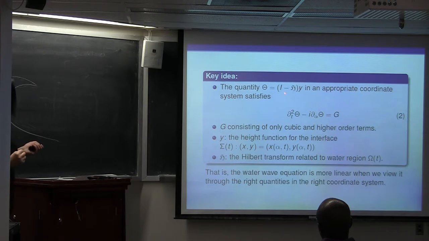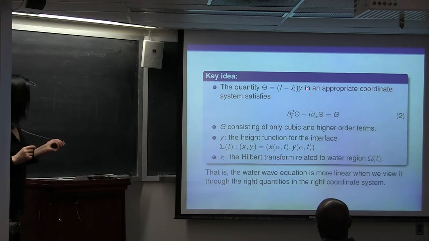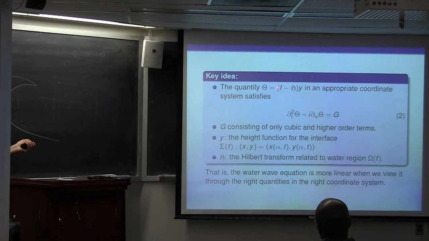So what is the reason behind it? The reason is that we actually find a quantity. Here y is the height of the wave, and h is the Hilbert transform associated with the fluid region. Normally you consider the height, but here you consider this quantity, which is a projection of the height function into the space of holomorphic functions in the air region. Now further, you do a coordinate change. Instead of considering Eulerian or Lagrangian coordinates, you consider a combination of them. I don't have a description for it, but it's a very clean form. So in these appropriate coordinates, the equation becomes this form. This is a constant linear coefficient, and this is a cubic nonlinearity.